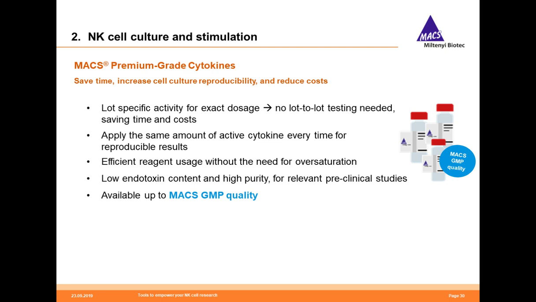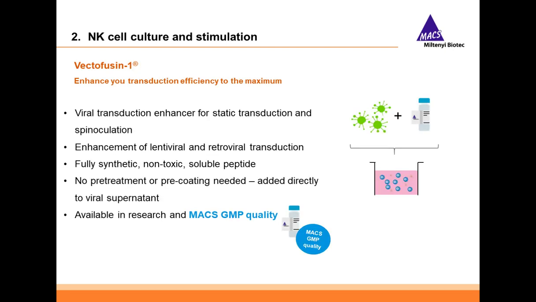So these human-grade cytokines share the same characteristics as the max GMP cytokines, like the low endotoxin content and high purity, and they will be very relevant for your preclinical studies. Again, they are also in GMP quality, so your translation will be really fast and easy.